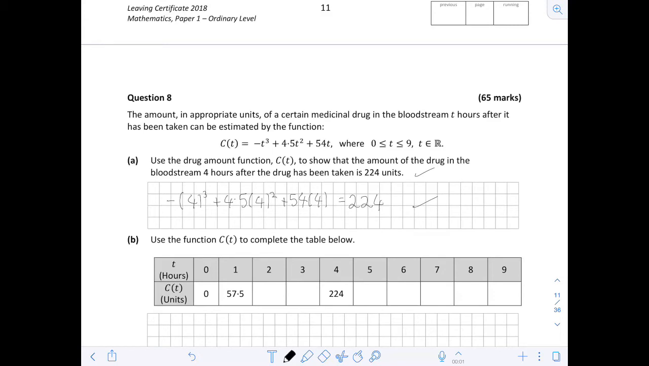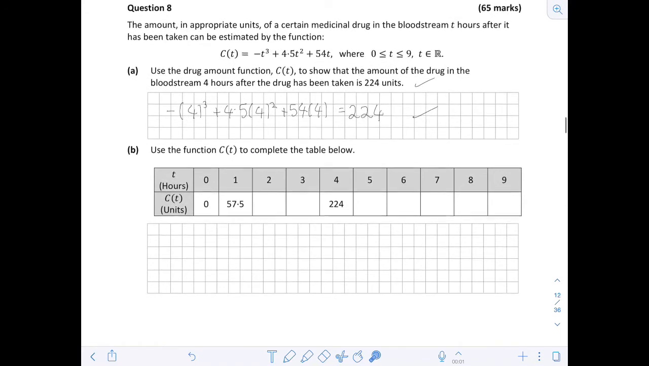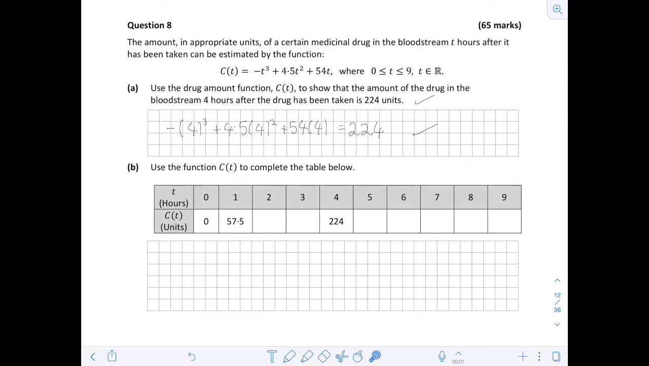We're then asked to use the function to complete the table below. I would highly recommend that you use your calculator table function to do this job. So I might put a video up. I might actually already have one up, so I'll link to it if I have. If not, I will put a video up tomorrow maybe. Sorry, I'm speaking on Sunday, so it's going to be Monday. Maybe Monday evening I'll put up this video on how to use the table function.